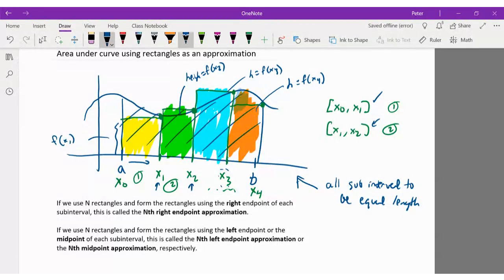So what I'm drawing here has this name. It has the name the nth right endpoint approximation. What is n? n is equal to the number of rectangles. So what I've drawn here is the fourth right endpoint approximation of the area under f of x on the interval AB.